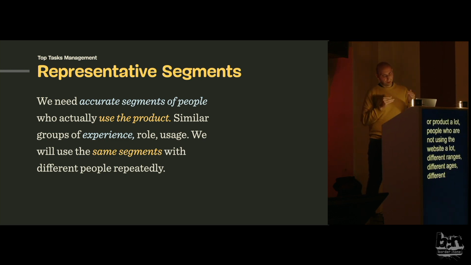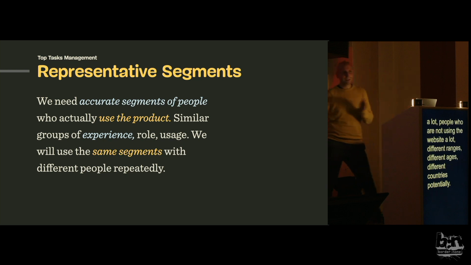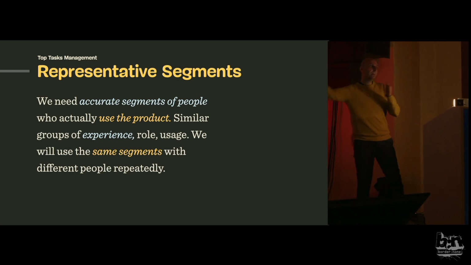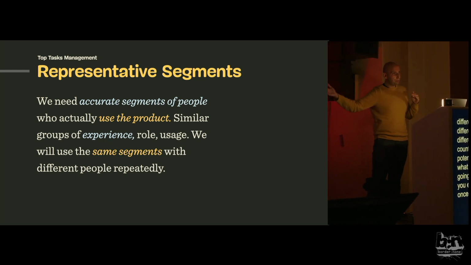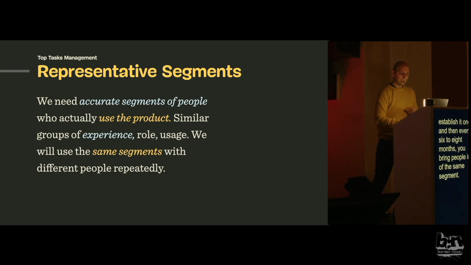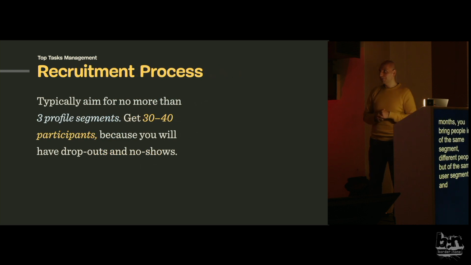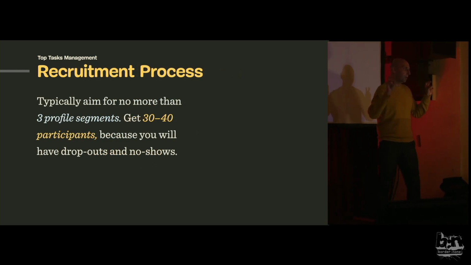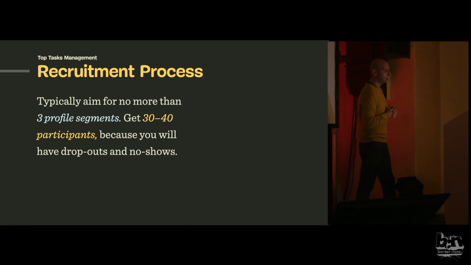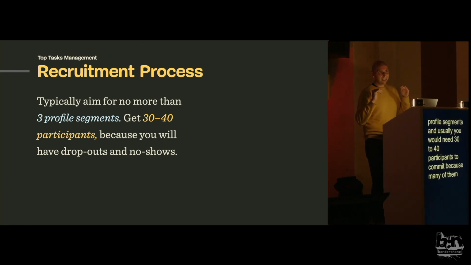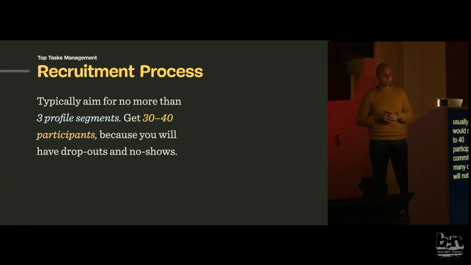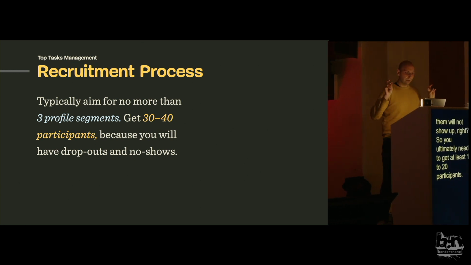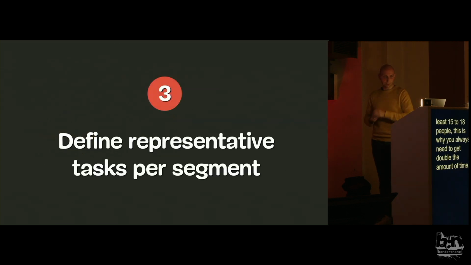And what you're going to do is you establish it once, and then every 6 to 8 months, you bring people in of the same segment, different people, but of the same user segment, and test with them again, right? Typically, you will not have more than 3 profile segments, and usually you would need 30 to 40 participants to commit, because many of them will not show up, right? So you ultimately need to get at least 15 to 18 people. This is why you always need to get double the amount of people that you're going to get assigned, right?